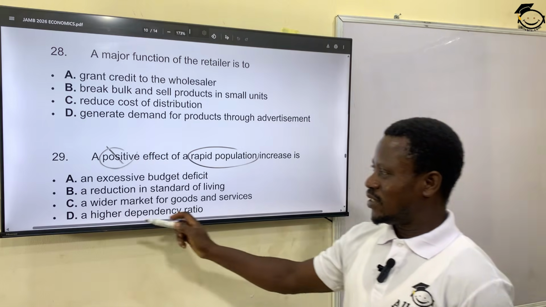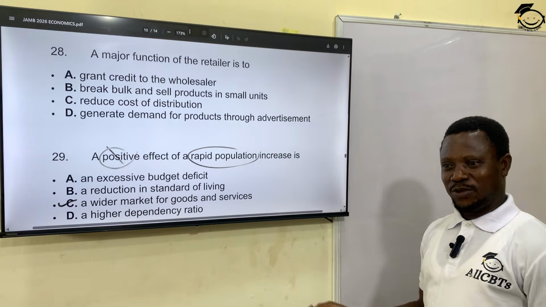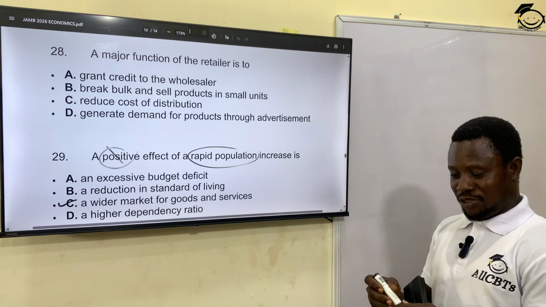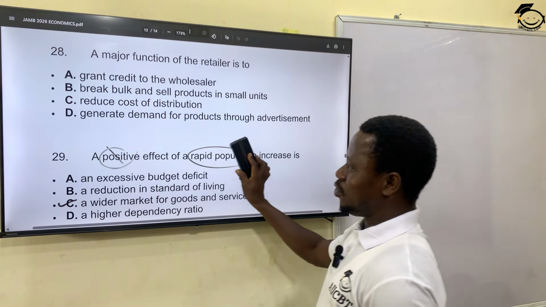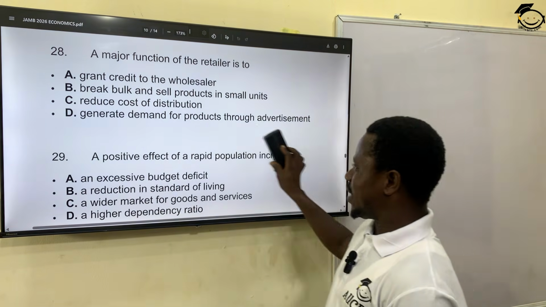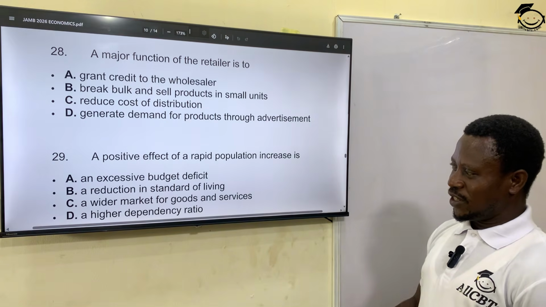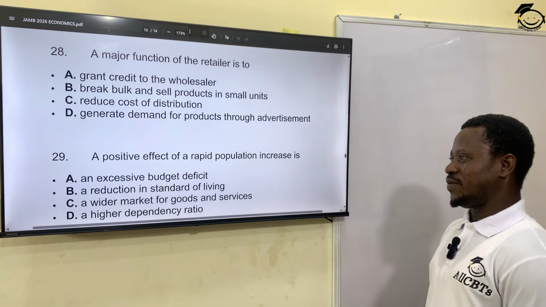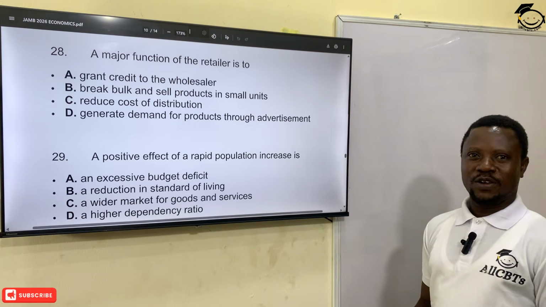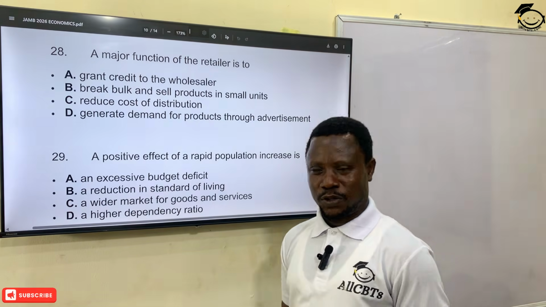The answer is what? It is C. There will be a wider market. You have a market to sell more goods. That's why many countries like to come to Nigeria, because we have a huge population, and whatever enters this country, we are a consumer nation. They sell and sell and sell. So there's a wider market for goods and services. That's a positive effect of a rapid population increase or growth.